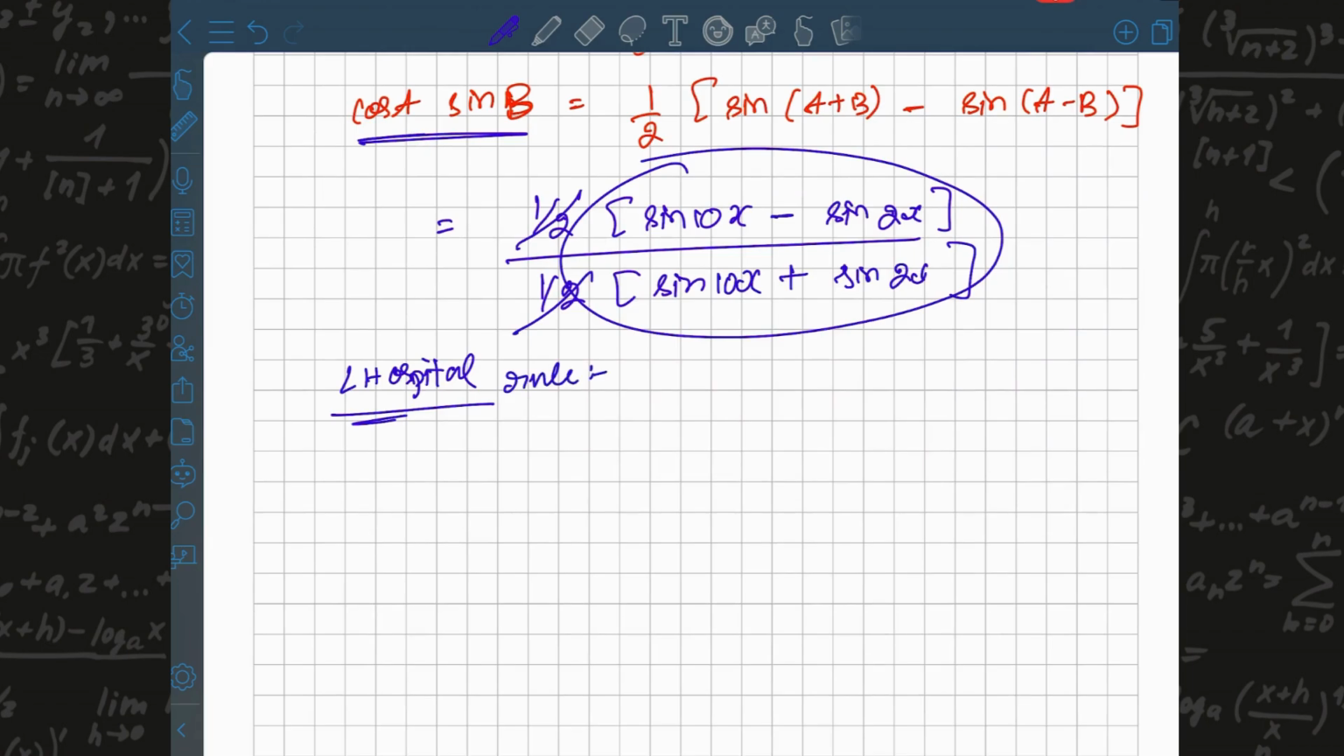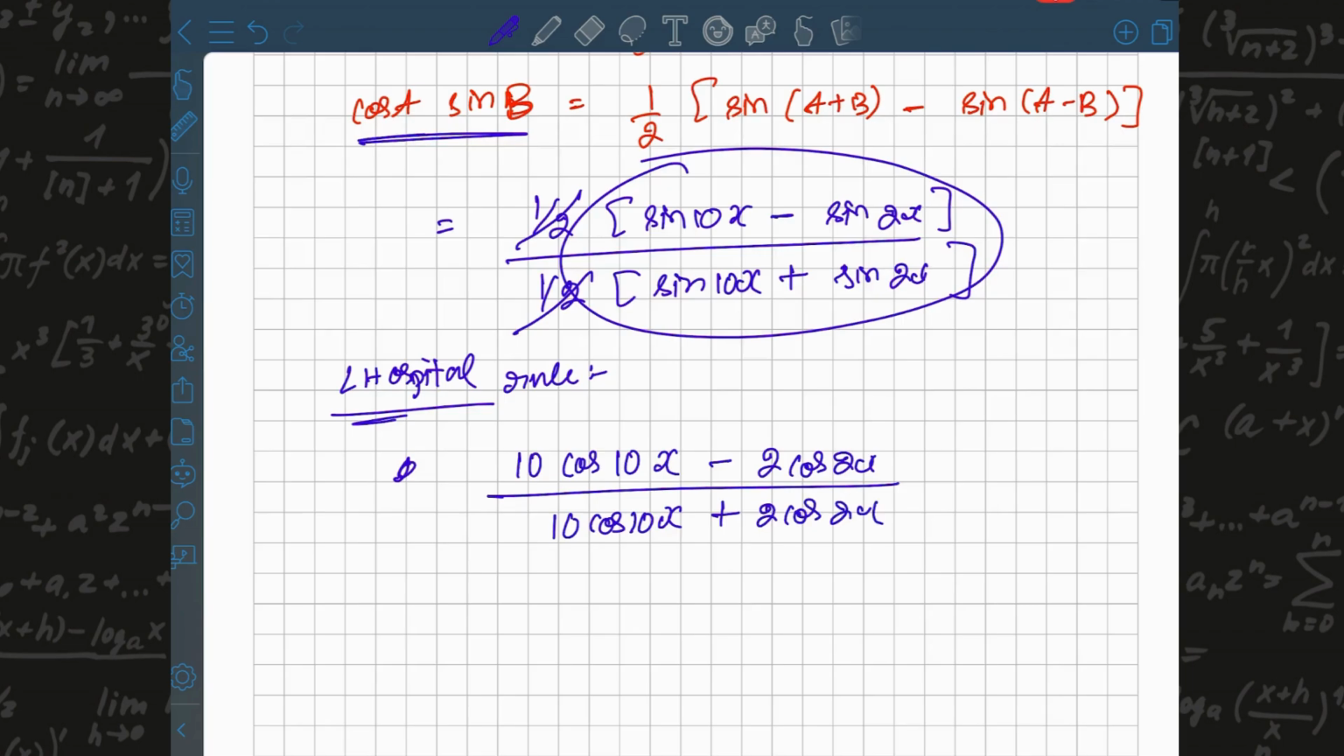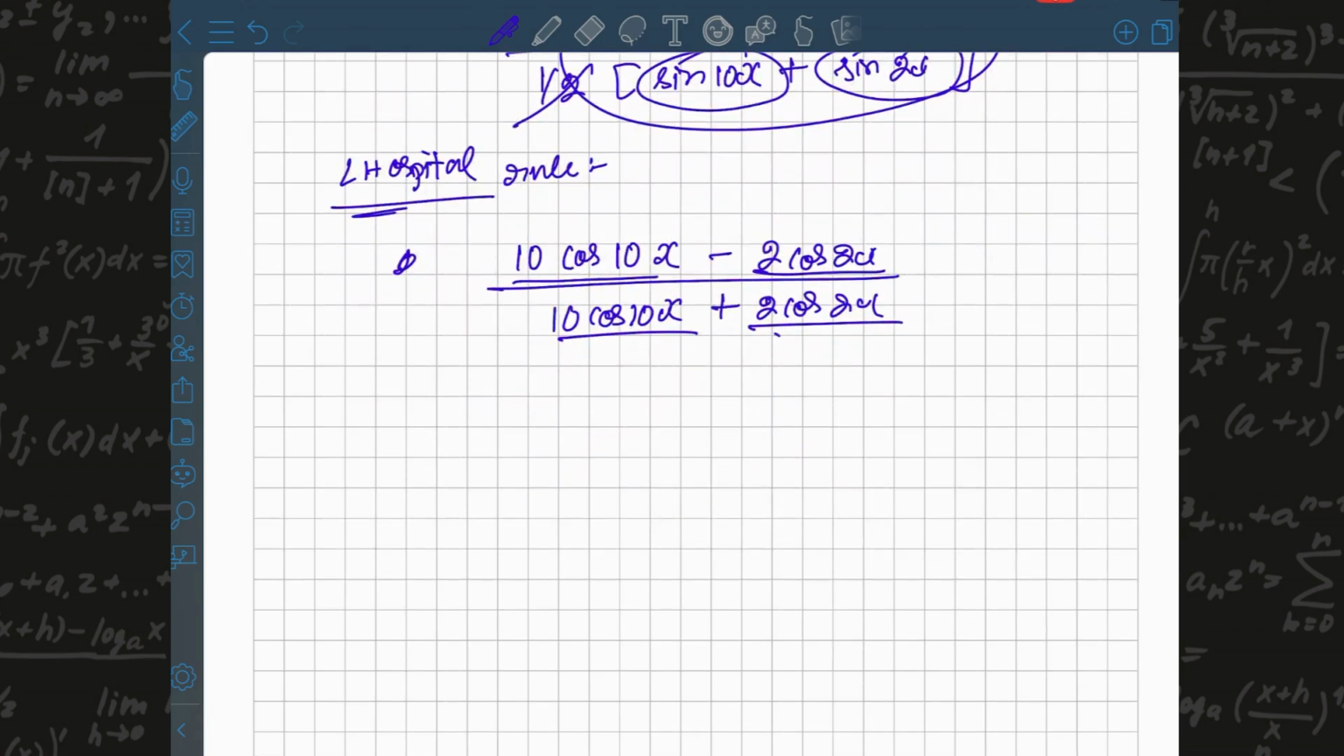Okay, the numerator and denominator both are in very simple form, so we can directly apply it. So 10 cos 10x minus 2 cos 2x divided by 10 cos 10x plus 2 cos 2x. For the people who didn't understand this, I am just differentiating this, which is 10 cos 10x, differentiating this 2 cos 2x, differentiating this 10 cos 10x, differentiating this. So this is what I am doing here.